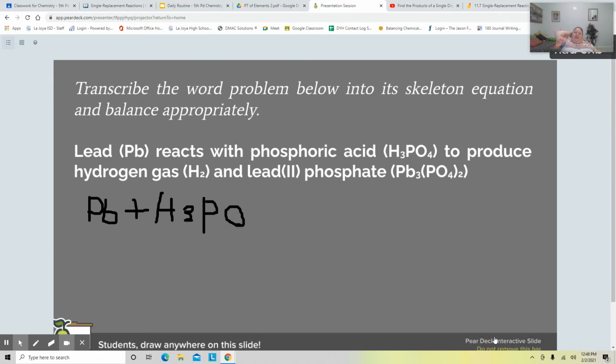Is that you, Irvin, again? Very good. So he's putting lead. He's putting phosphoric acid, hydrogen gas, plus lead 2-phosphate. And I'm pretty sure that's what he's going to do right now. It's a 3, not a 2. Be careful.